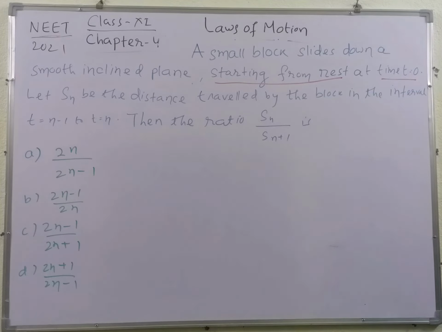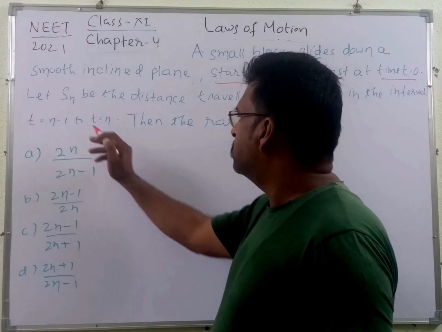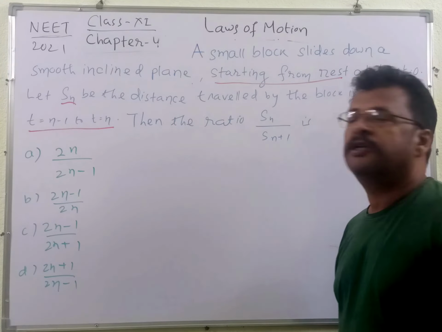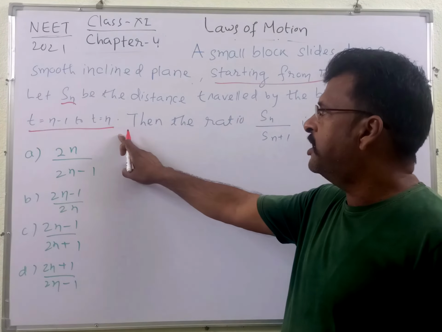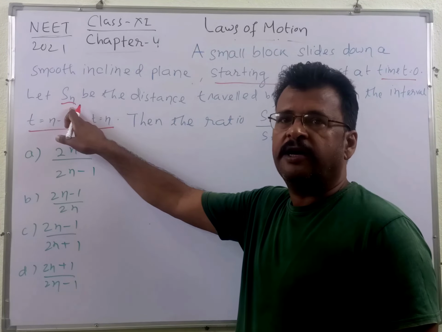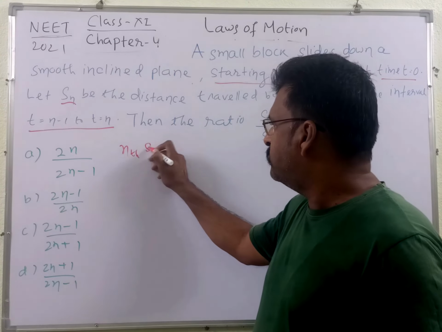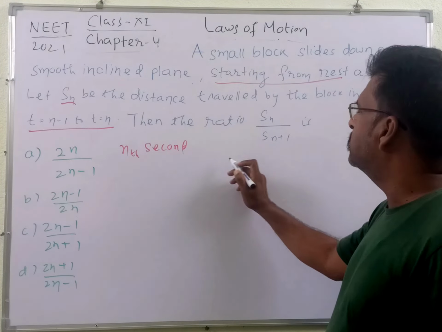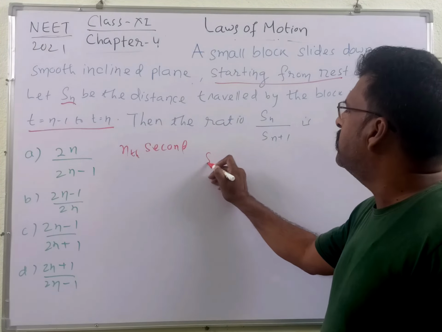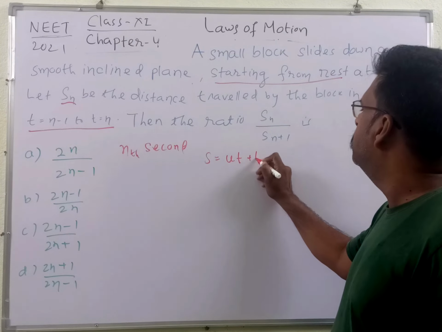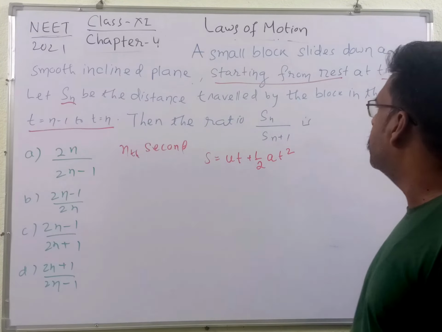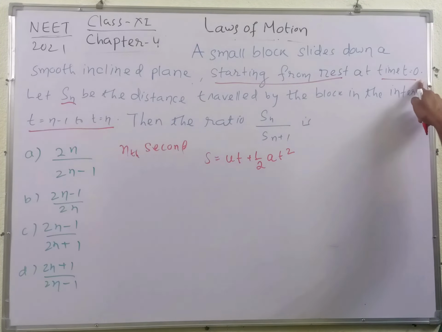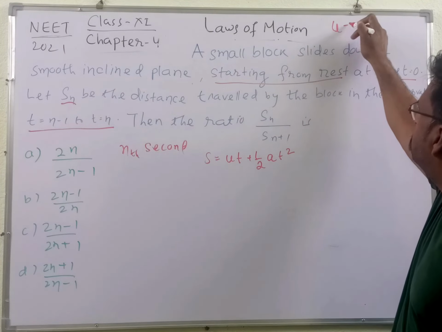So Sn is the distance traveled by the block in the interval t is equal to n minus 1 to t is equal to n. What does that mean, student? That is, Sn is the distance traveled in the nth second. Okay, student? Nth second. And what is the formula? Formula of the distance traversed by a body, equation of motion we have studied, S is equal to ut plus half a t square. Okay, student, the body is starting from rest at time t is equal to 0. So this means u is equal to 0.